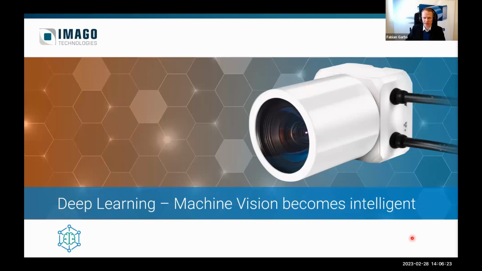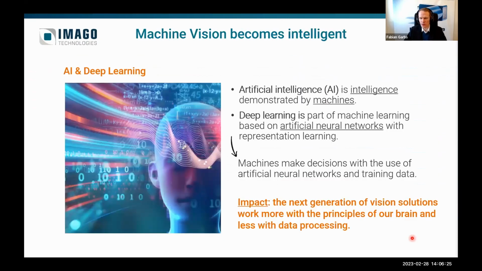So machine vision becomes intelligent. I mean, most of us have already heard it, and we saw already some people are using AI technology. So I started here with a slide where we say what is artificial intelligence. So basically, it's intelligence demonstrated by machines. So that means that's the difference between the machines and, for example, animals or humans. And that's one part.